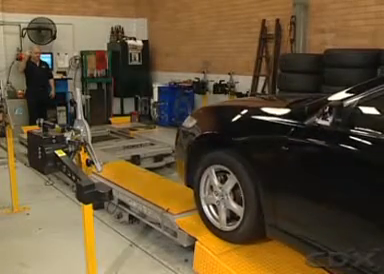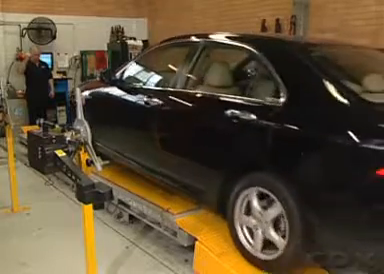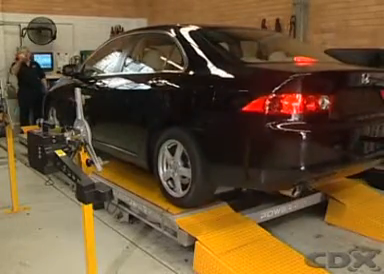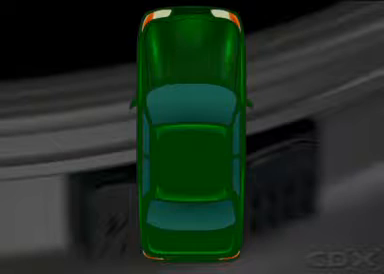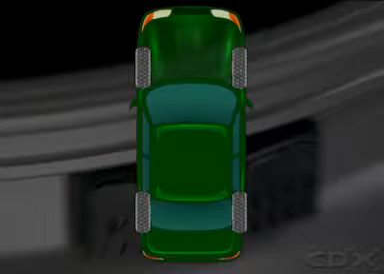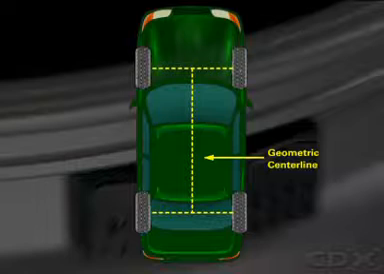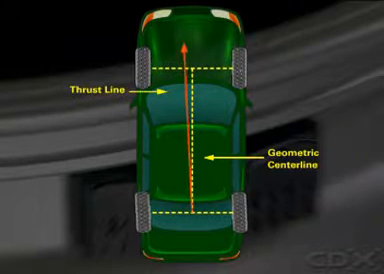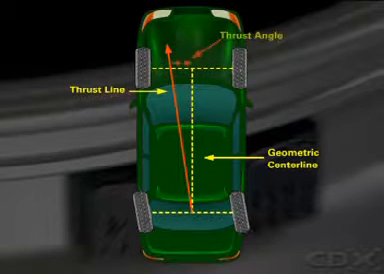On a vehicle with independent rear suspension, or IRS, undertaking a front wheel only alignment is considered to be an inadequate procedure. The thrust angle refers to all four wheels and their relationship to each other, in addition to their relationship to an imaginary center line that runs from each pair of wheels down the center of the vehicle. The term thrust line refers to the direction in which the rear wheels are pointing.